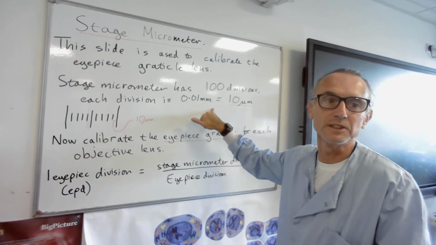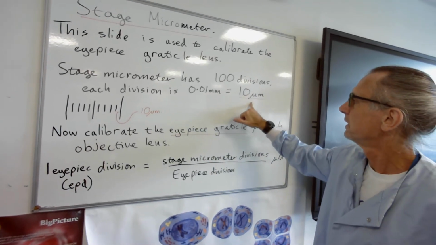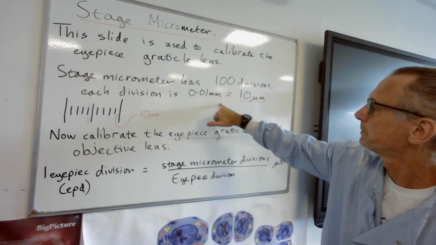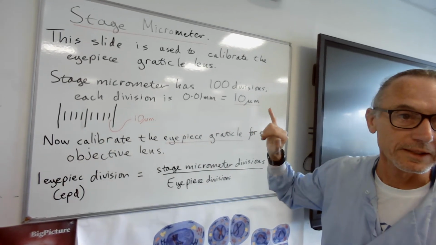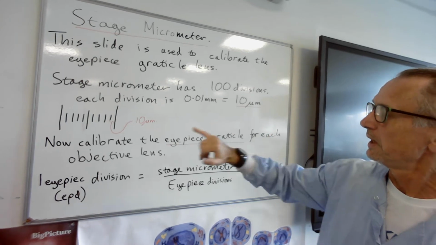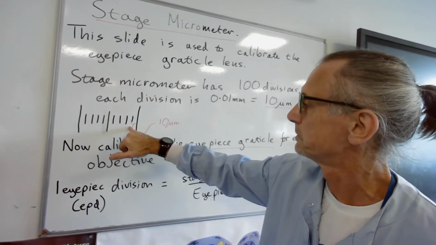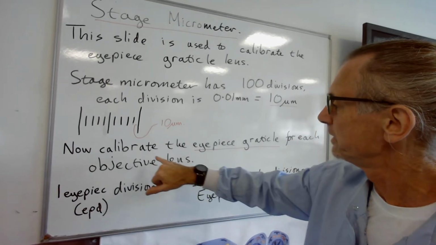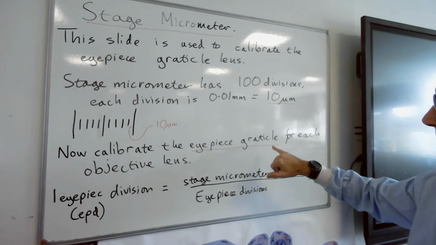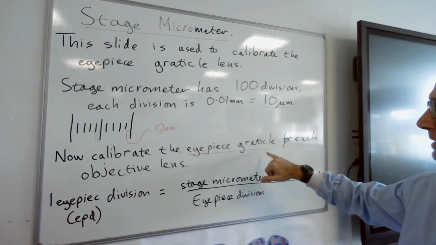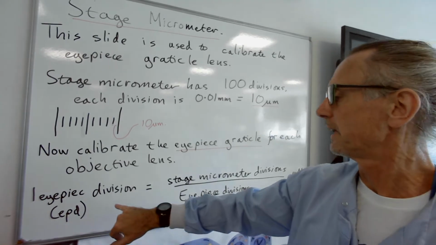Now we're interested in sizing cells. Units we use for sizing cells is micrometers. So 0.01 millimeters equals 10 micrometers. Now we're going to look at that slide in a moment. Each one of these small divisions, so that small division is 10 micrometers. And then later on in our lesson you will use that to calibrate the eyepiece graticule. I will show you some photographs, and there's a formula to work out the calibration of that.